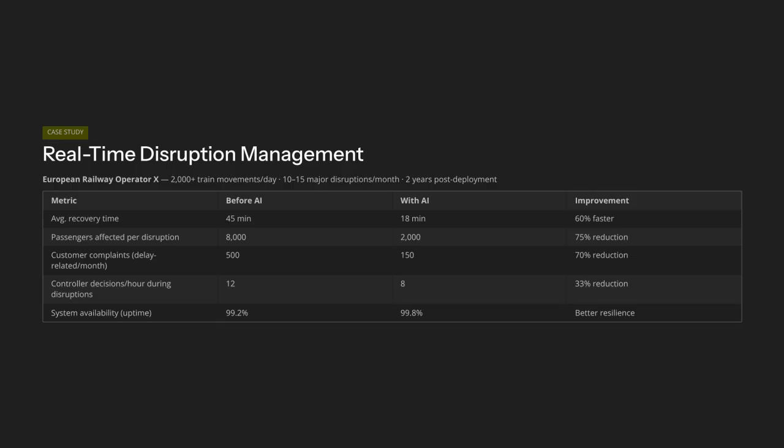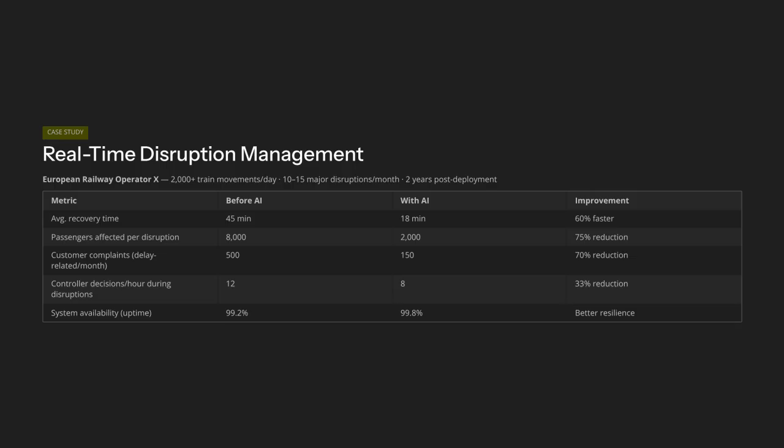Recovery time dropped from 45 minutes to 18 minutes, a 60% improvement. The number of passengers affected per disruption fell from 8,000 to 2,000, a 75% improvement. Customer complaints dropped by 70%. Controller workload during disruptions was reduced, not because controllers were doing less, but because they were doing different work: strategic decisions rather than manual evaluation of every option from scratch. And system uptime improved from 99.2% to 99.8%, reflecting better network resilience overall. But the lessons learned are just as instructive as the headline numbers, possibly more so.